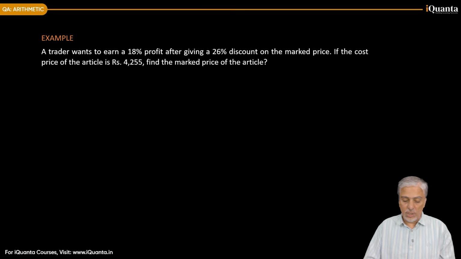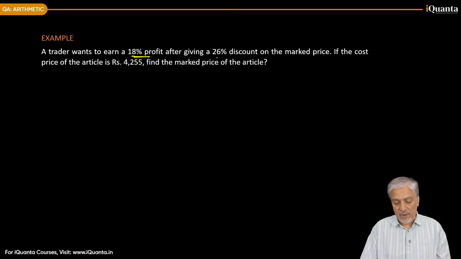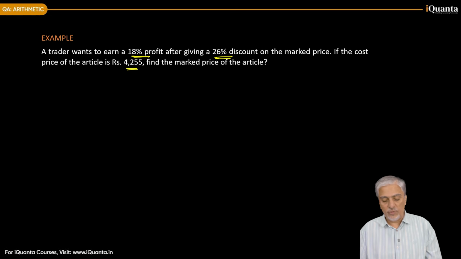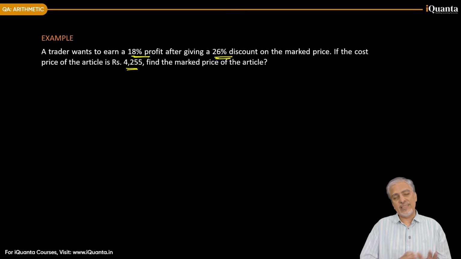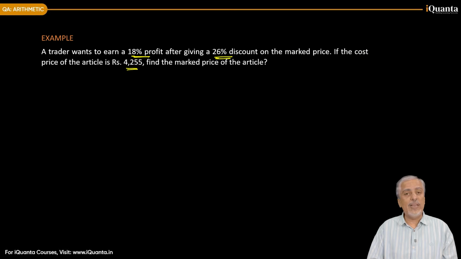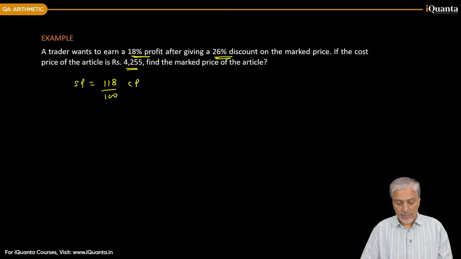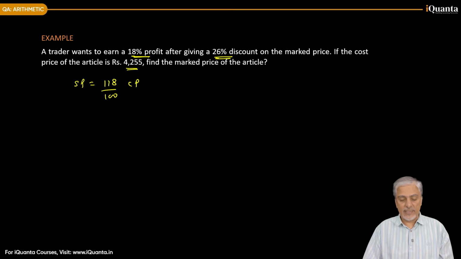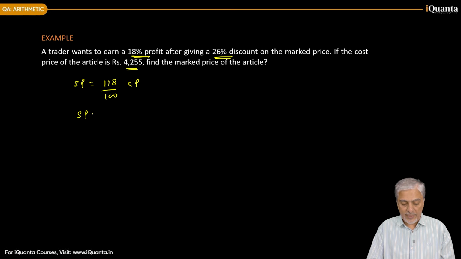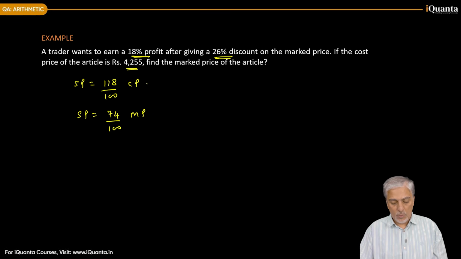A trader wants to earn an 18% profit after giving a 26% discount on the mark price. If the cost price of the article is 4255, find the mark price of the article. It's the same type of question, only this time a real value has been given instead of only percentages. So I want to make a profit of 18%. So my selling price is 118 upon 100 of my CP. After giving a discount of 26%, your selling price is 74% of the mark price. We can equate these two.